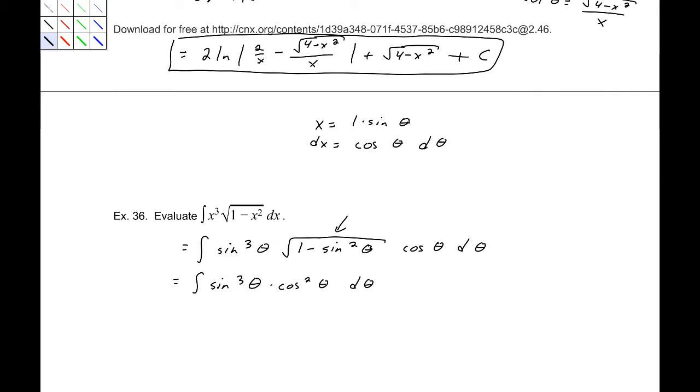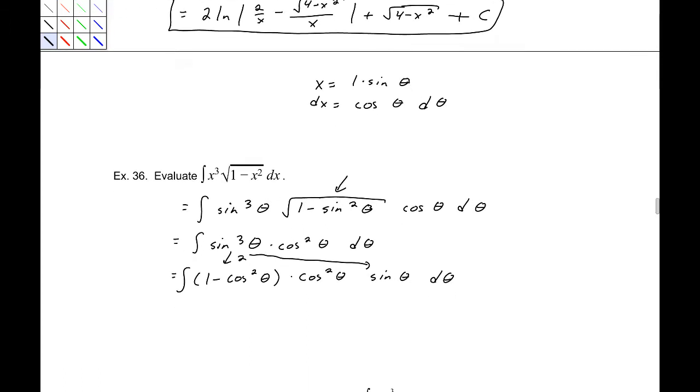Okay, I'm going to go ahead and take 2 of those sines and convert that into cosines. So this is the integral of 1 minus cosine squared theta, cosine squared theta, and then there's one more sine. Okay, so hopefully you can see what I did there. I took a sine squared over here and brought 1 down there.